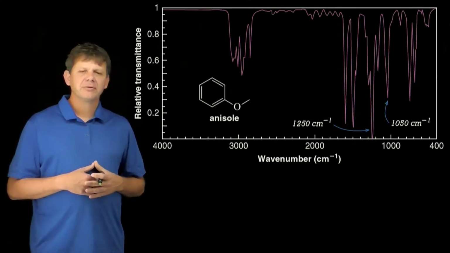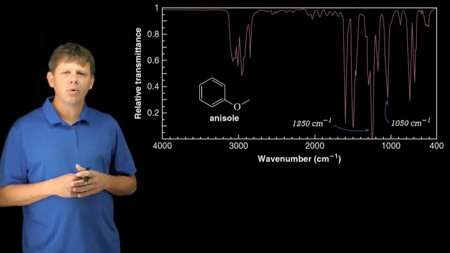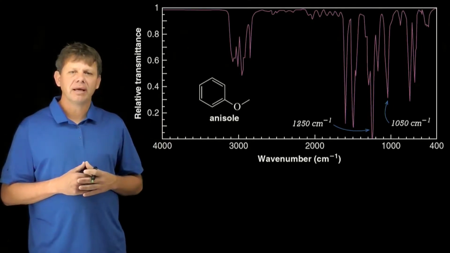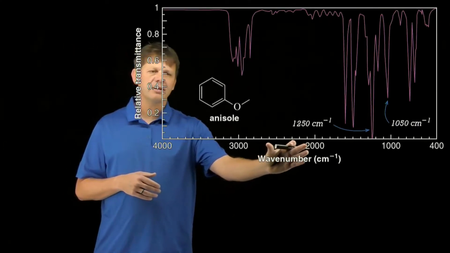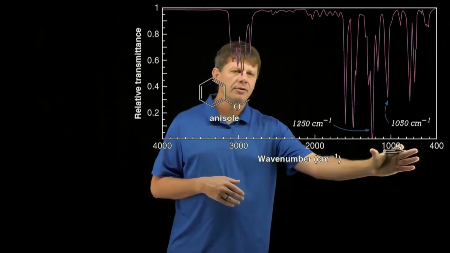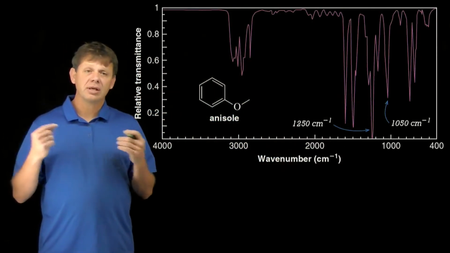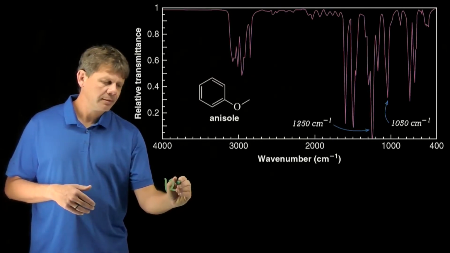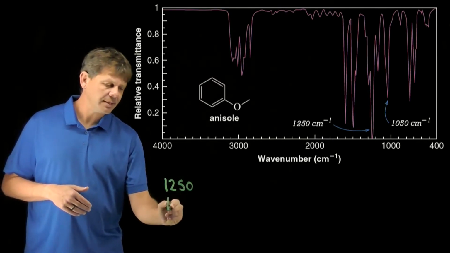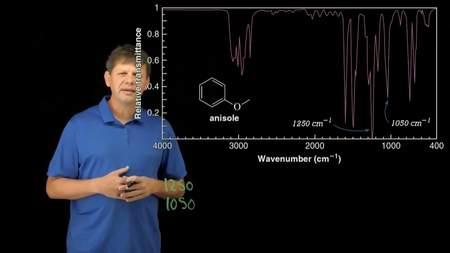The assessment gives the spectrum of anisole and points out that there are two different CO bonds represented by the spectrum. It points out that one of them is at 1250 reciprocal centimeters and the other is at 1050 reciprocal centimeters. Which is which? So let's write down here that we have 1250 and 1050. And then let's look at anisole to see what's the difference.